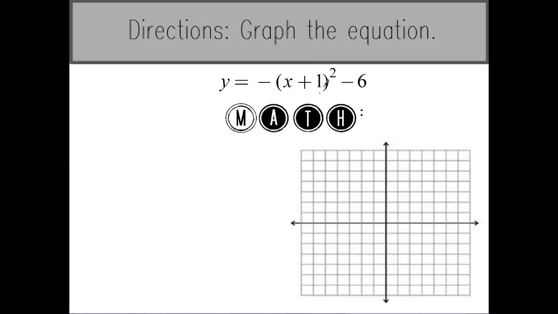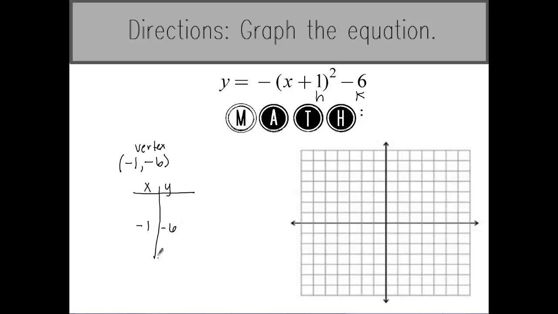So the first thing, again, we're going to do is to find our vertex. Your h value is always inside the parentheses with x, and the k is at the end. We always write our h value as the opposite of its given sign, so our h value is going to be -1 and our k value is going to be -6. That is our vertex.